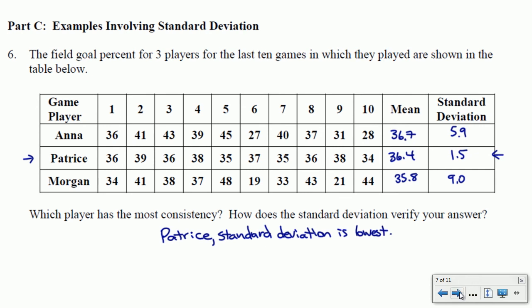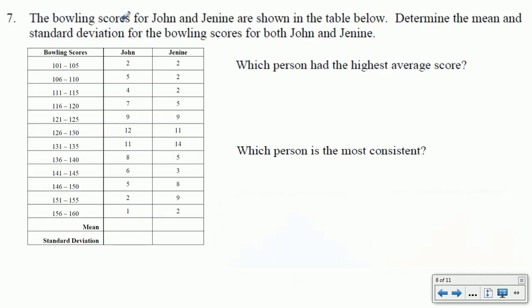And now moving on to question number 7. The bowling scores for John and Janine are shown in the table below. Determine the mean and standard deviation for the bowling scores for both John and Janine.